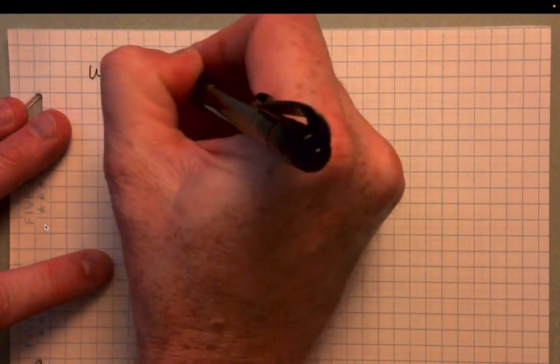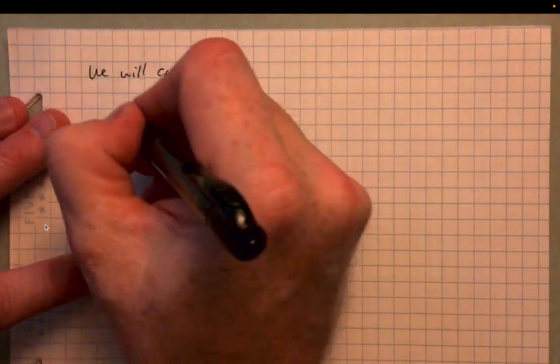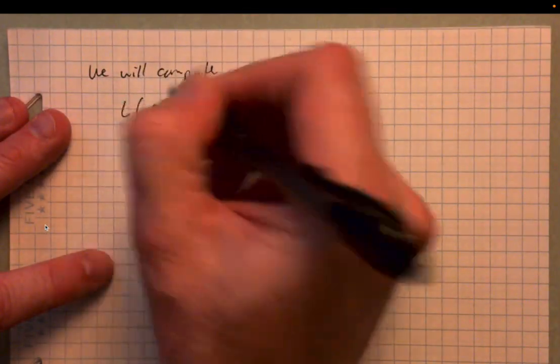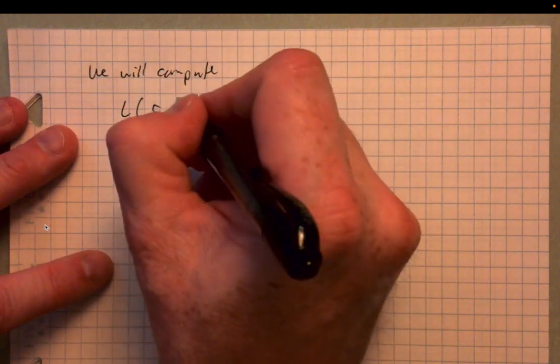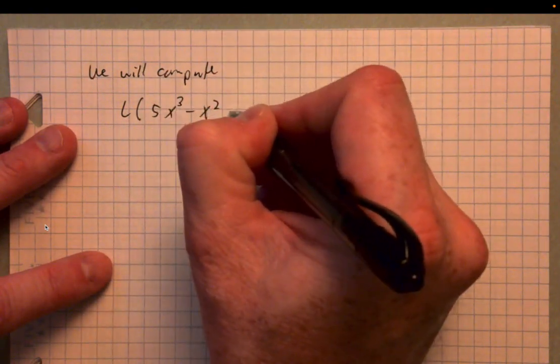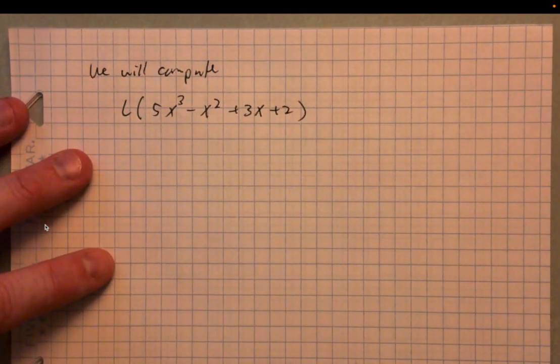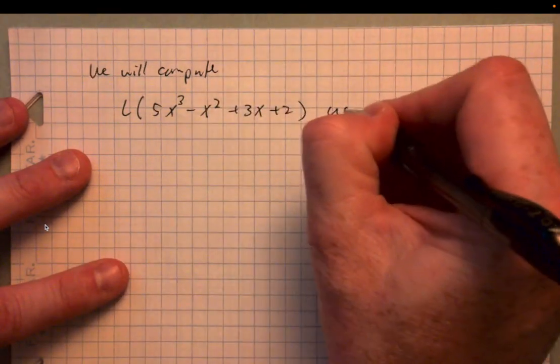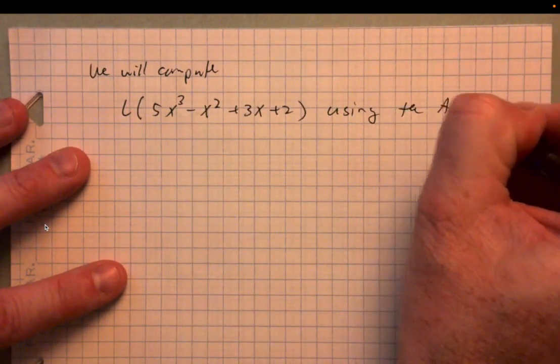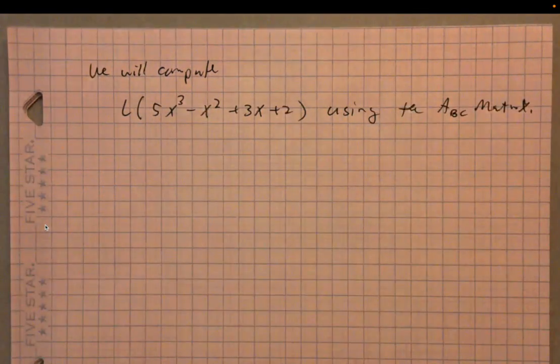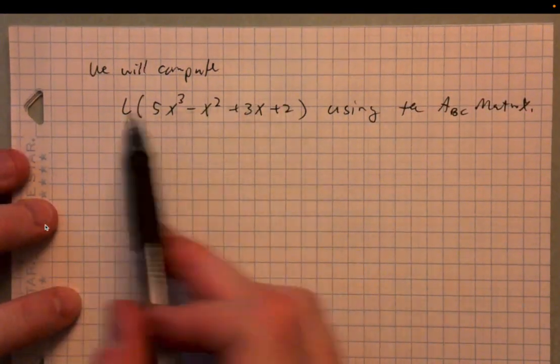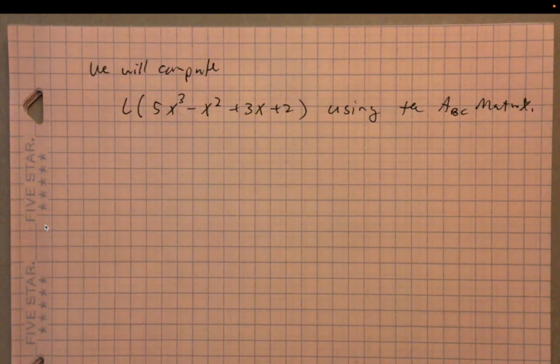Okay, so let's try this. We'll compute L of, let's take just an arbitrary polynomial, third degree or less, 5x cubed minus x squared plus 3x plus 2. We'll compute what this is using this matrix. Now we could go back to the definition of L and run it through, but the whole point of this theorem, this section, these examples, is that now we don't have to do that. We can just multiply it by this matrix we found.